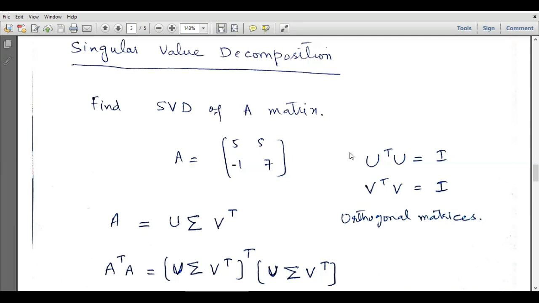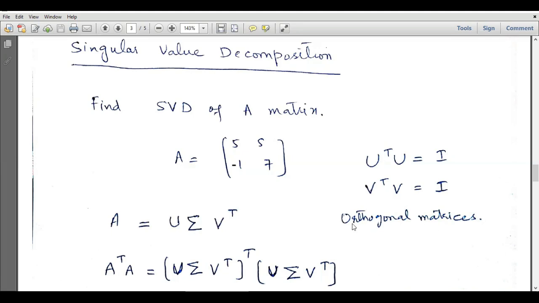There are some assumptions which we have to consider while evaluating the singular value decomposition of a system matrix. The first assumption is that the U matrix is an orthogonal matrix, and the V matrix is also an orthogonal matrix. And the system matrix A can be evaluated by multiplying the three matrices U, sigma, and V transpose. So the first matrix is the U matrix, the second matrix is the sigma matrix, and the third matrix is the V transpose matrix. Now this U matrix is an orthogonal matrix. This V matrix is also an orthogonal matrix.